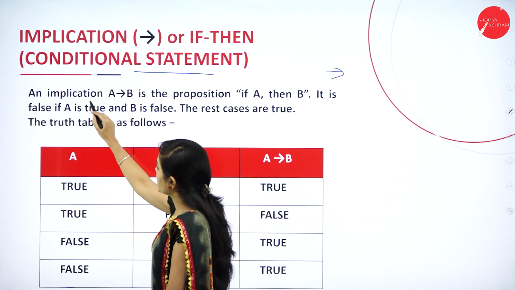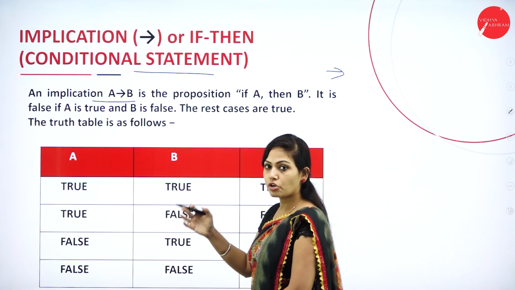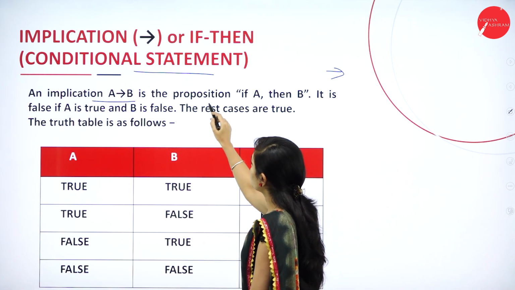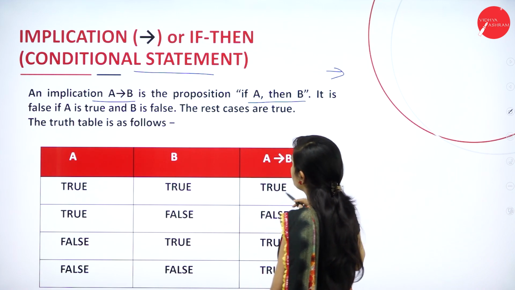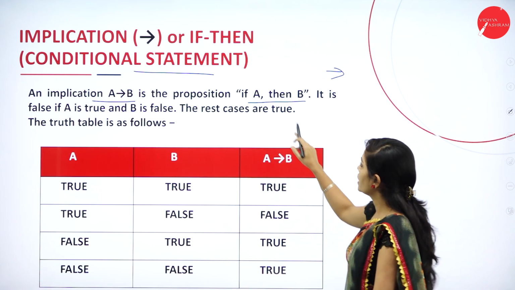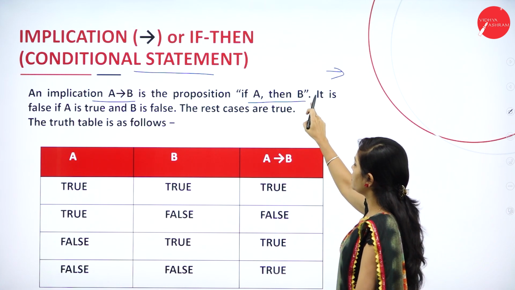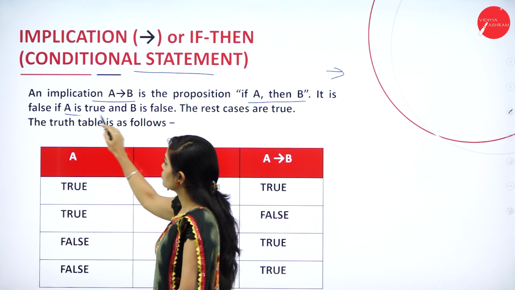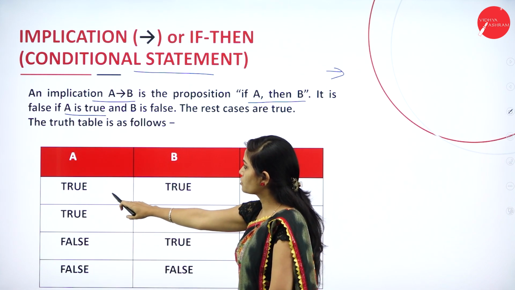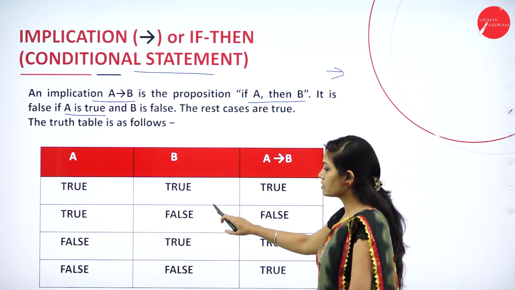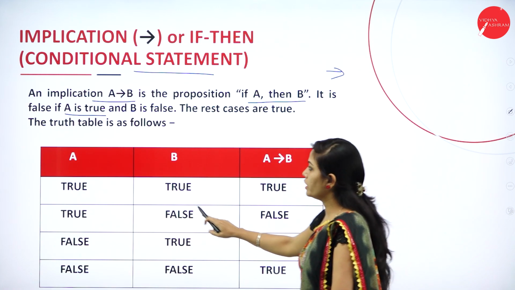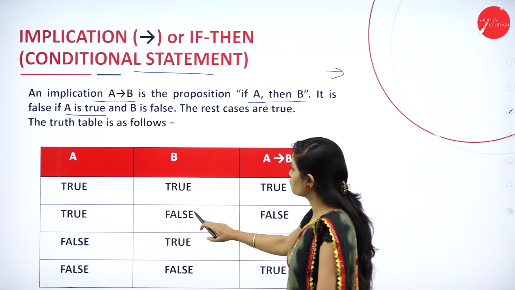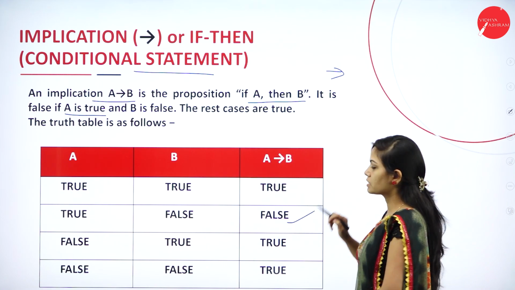So an implication A, B is a proposition, "if A then B". You can represent it like this: if A then B. It is false if A is true and B is false. Listen carefully: if A is true and B is false, it is a false condition.